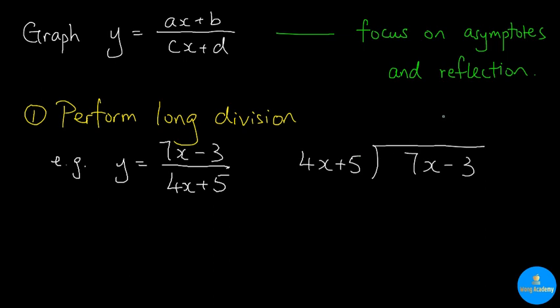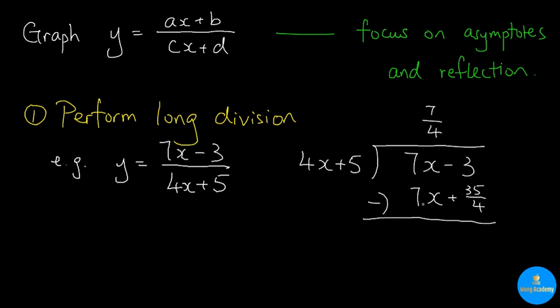What should we put in the quotient? It turns out that we have to perfectly match the 7x. And in order to do that, we have to put 7 over 4. So that 7 over 4 times 4x will have the 4 cancelled, and we get 7x in this position. 7 over 4 times 5 will be positive 35 over 4. And we do a subtraction between these two.